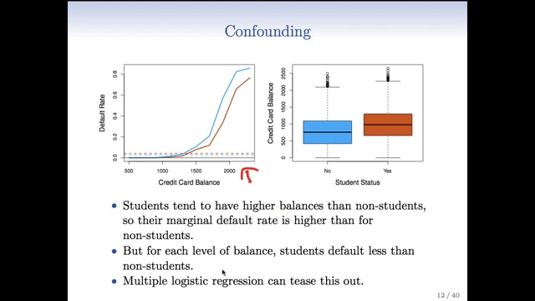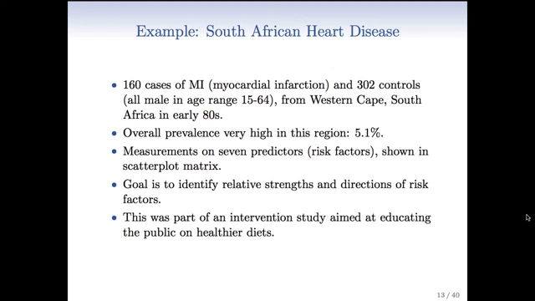But what we see in this plot on the left is that for each level of balance, students default less than non-students. Okay? So when you just look at student on its own, it's confounded with balance, and the strong effect of balance makes it look like students are worse defaulters. Right? But this plot sort of explains it all. For each level of credit card balance, if we look separately for students and non-students, students tend to have a lower default rate. Okay, and so that we can tease out by multiple logistic regression, which takes these correlations into account.